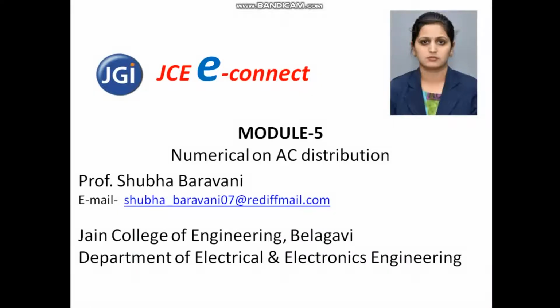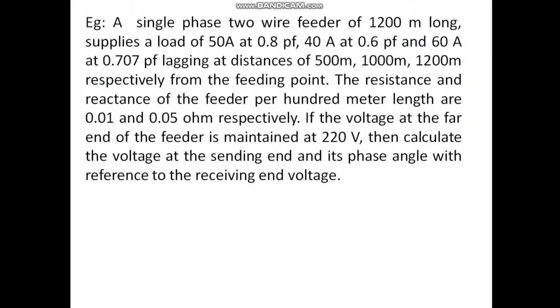So today we'll start with numericals on AC distribution. Just go through the numerical. It says a single phase 2 wire feeder which is 1200 meter long supplies a load of 50 ampere at 0.8 power factor, 40 ampere at 0.6 power factor and 60 ampere at 0.707 power factor, lagging at distances of 500, 1000 and 1200 meters.